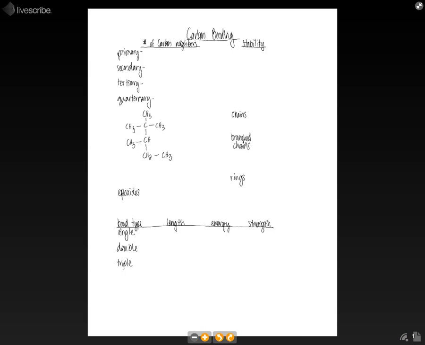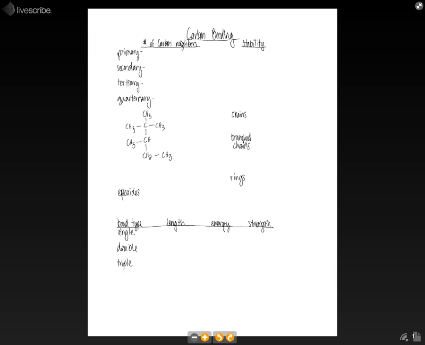In this lesson, we're going to talk about carbon bonding. And so the first thing that we're going to cover is how we classify some of the different carbons. And so we have primary, secondary, tertiary, and quaternary. And so these definitions or classifications are given based on the number of carbon neighbors that a specific carbon has.